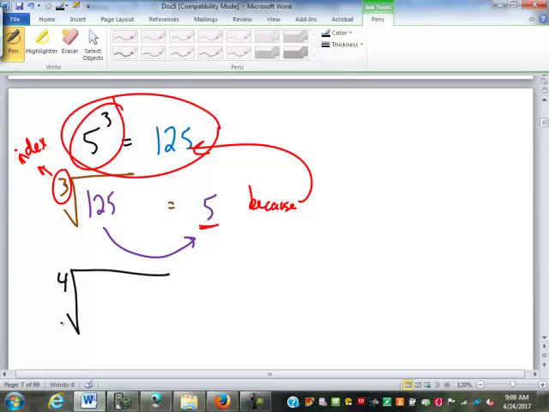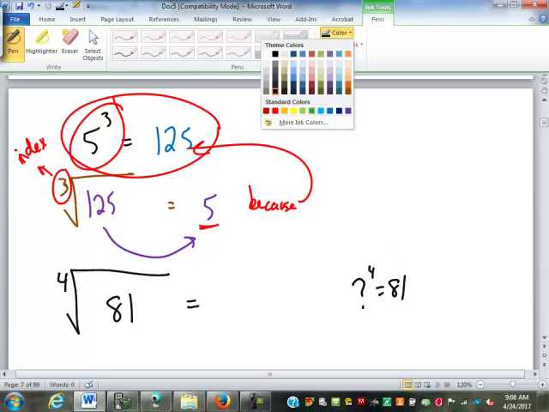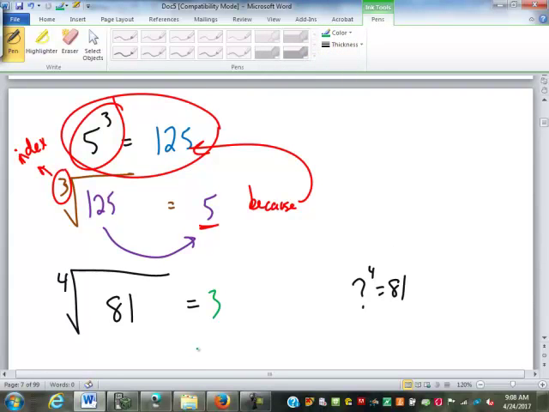So of course this is going to be called a fourth root. The fourth root of 81 is asking what number to the power of 4 equals 81. Well, we found this before. It's 3 to the power of 4 is 81.